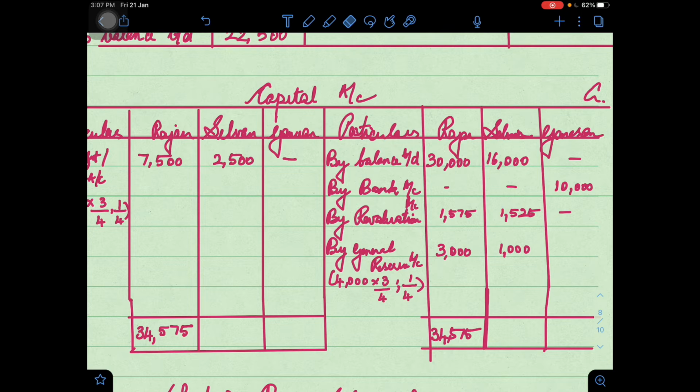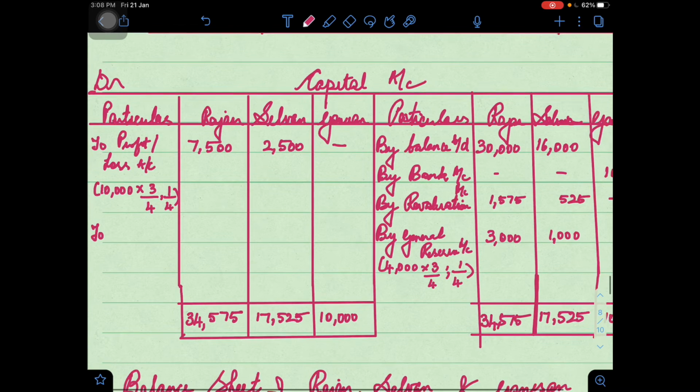So I just remove this one. Okay. It should be 525. While writing, I just wrote 1,525. Just notice, it is 525. So the total comes to 17,525. Ganeshan 10,000. So now I have entered the total. We will work out the difference now.